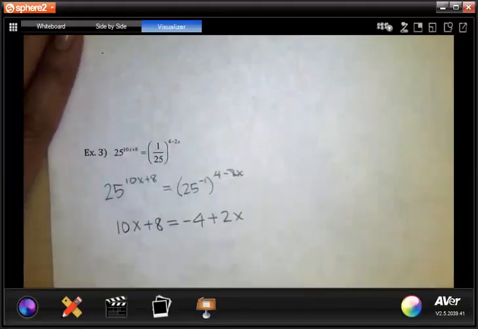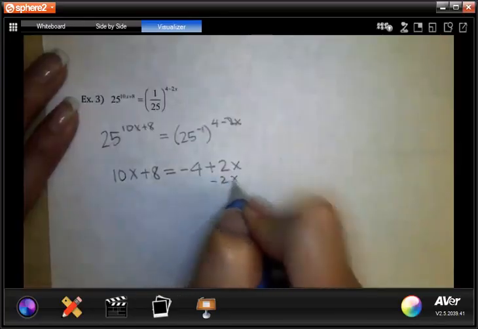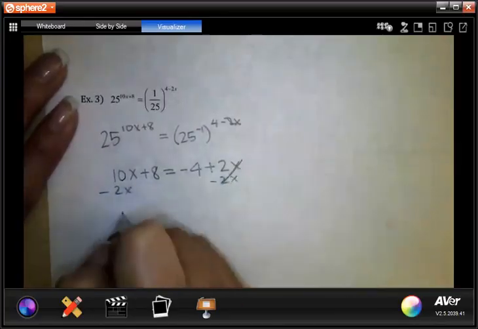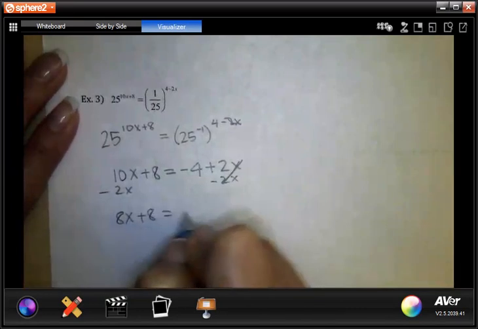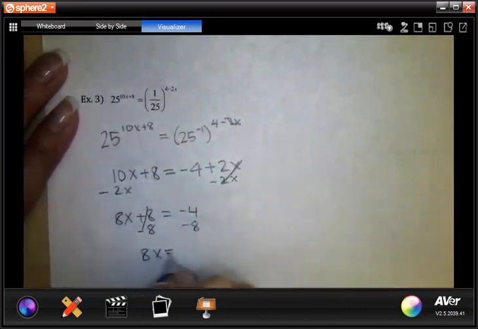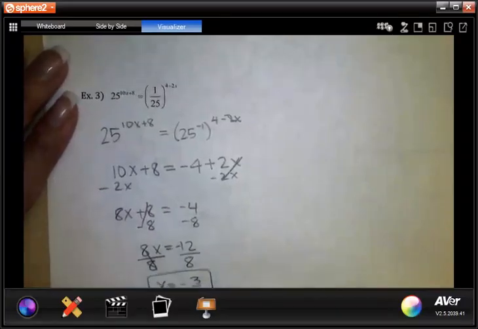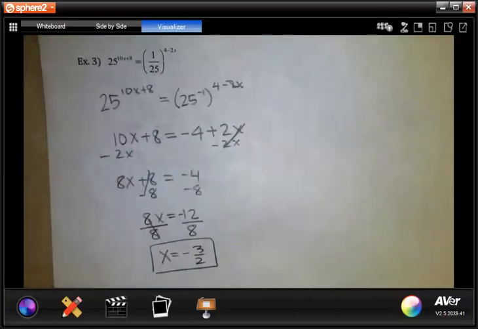I want to get my variables together, so I'm going to subtract the 2x. Now I'm going to subtract this 8 to get it to the other side, and divide by 8. So x is equal to negative 3/2. So that's solving with a common base.